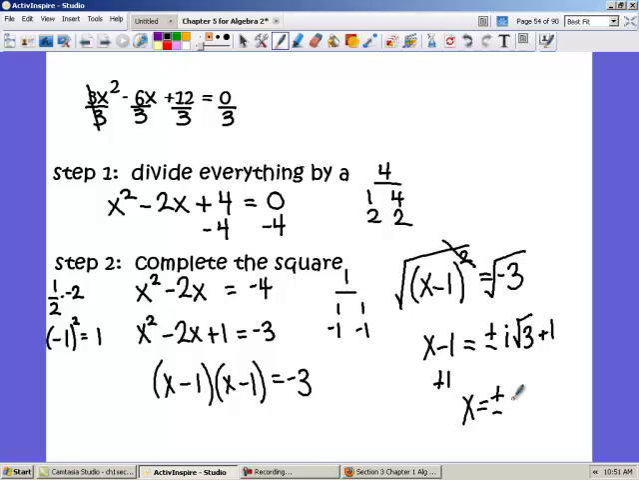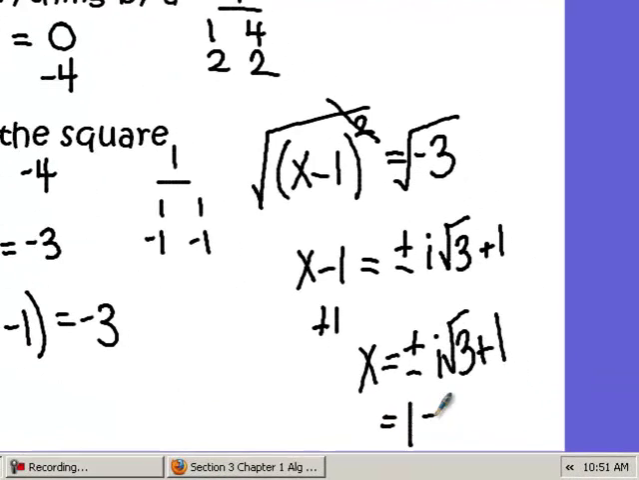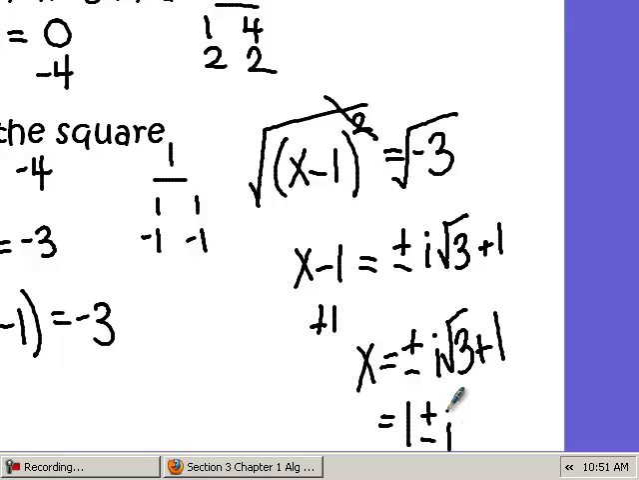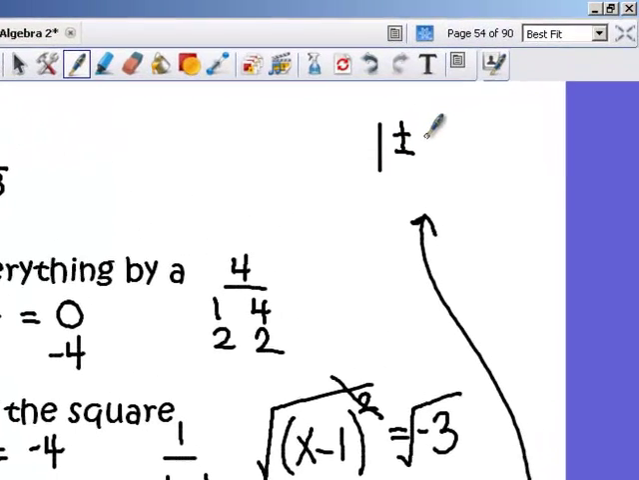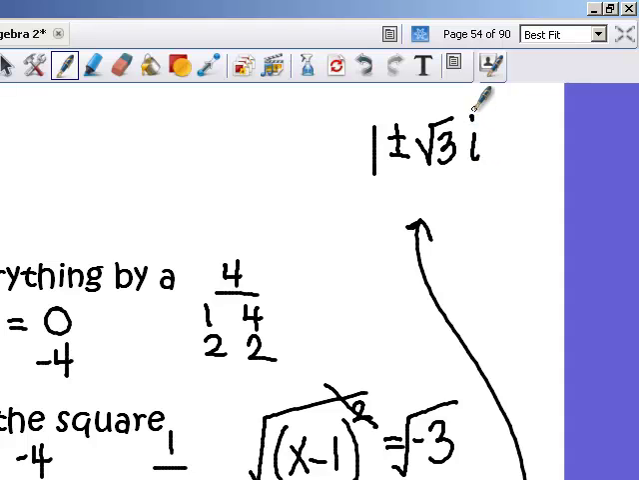You can write it this way, or you can write it like this: 1 plus or minus. Or you can also do the square root of 3 and then i afterwards, which is what most of them look like, a plus or minus bi. So these two would be switched around. Let me just show you that. 1 plus or minus. Just make sure you don't put the i underneath the square root. So there is your answer.